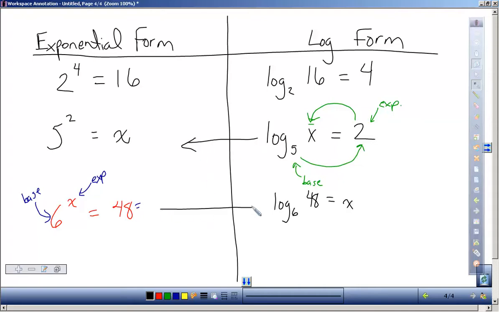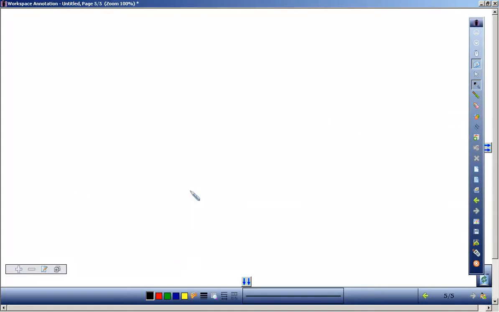So being able to go back and forth, take it as a log and rewrite it as an exponential, or take an exponential and rewrite it as a log, it's a matter of remembering your base is your base. It's the same in both of them. The base here is the base here. The exponent is the exponent. And the number it's equal to is still the number it is equal to. So this is how we can go back and forth between exponential form and log form.